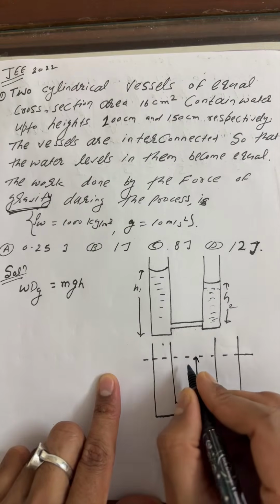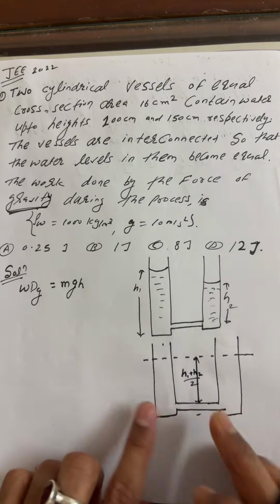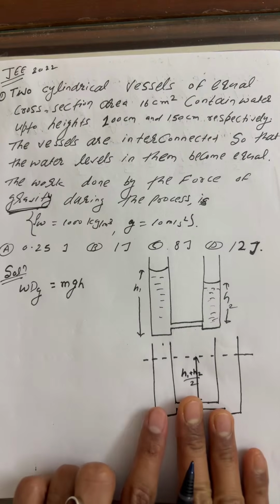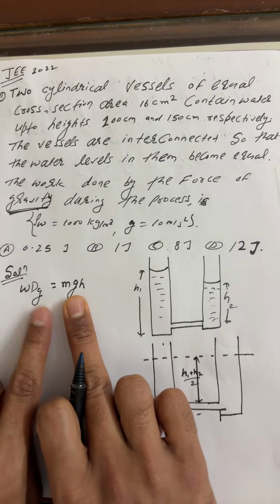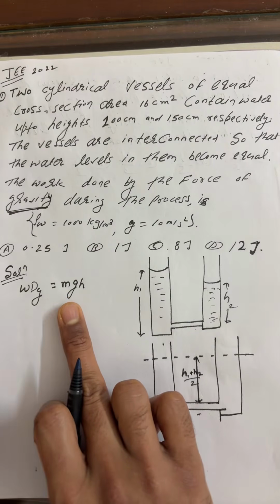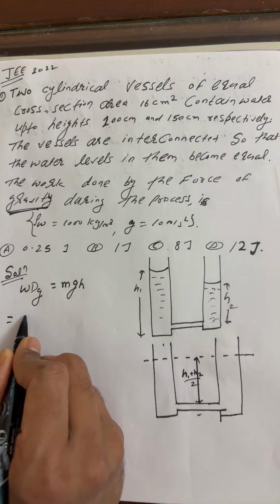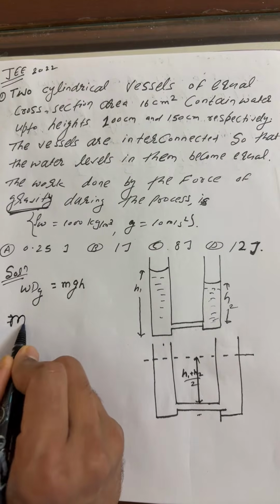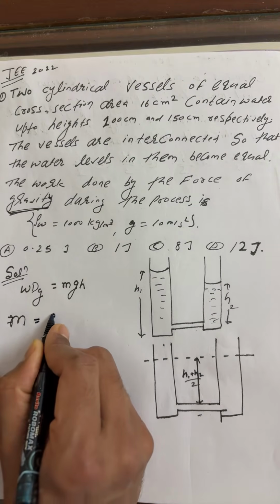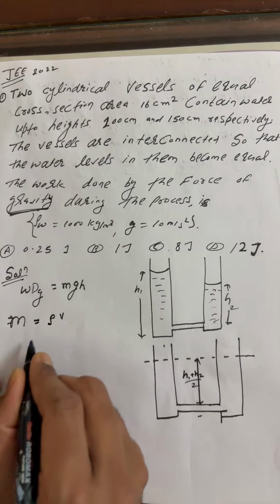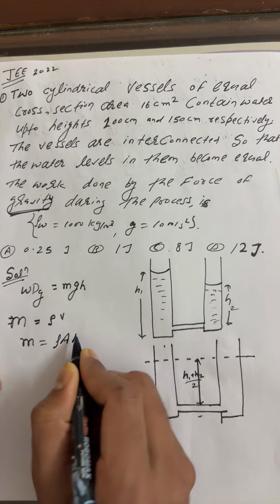This is h1 plus h2 by 2, already mentioned in the question itself. So here, first we have to find the work done due to gravity. What was the work done due to gravity? Tell me, everyone, because I'll use your concept of mass. Mass is what, my dear? You can say density into volume, right? And volume you can write as area into height.